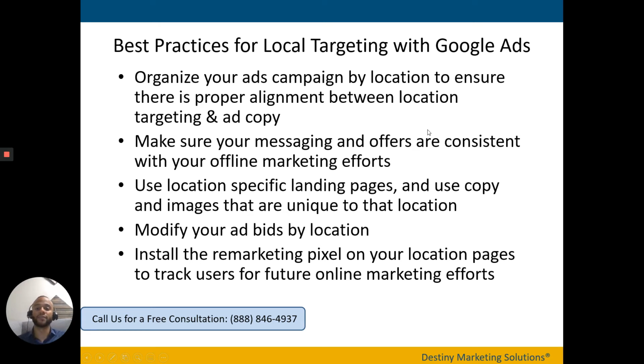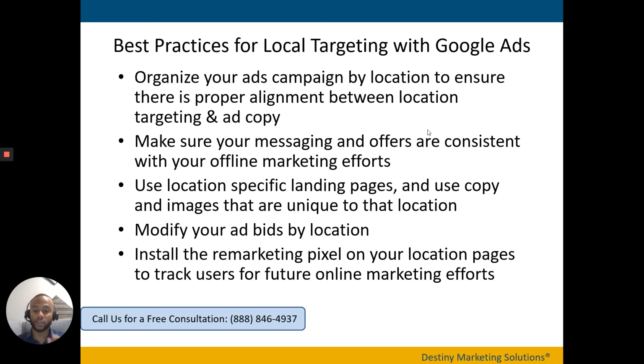Now, some best practices for local targeting with Google Ads. You want to organize your ad campaigns by location, typically by ad groups, and make sure there's proper alignment between them. Let's say you were in New York City and you had an ad group just for the Bronx. You would make sure the location targeting is set up to only target the Bronx area, and the ad copy only mentions the Bronx. There's no mention of Queens or Manhattan or any other surrounding areas or boroughs.